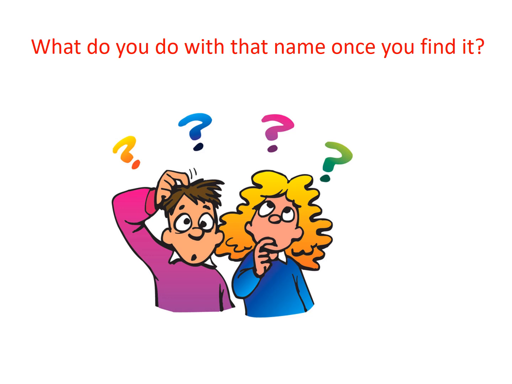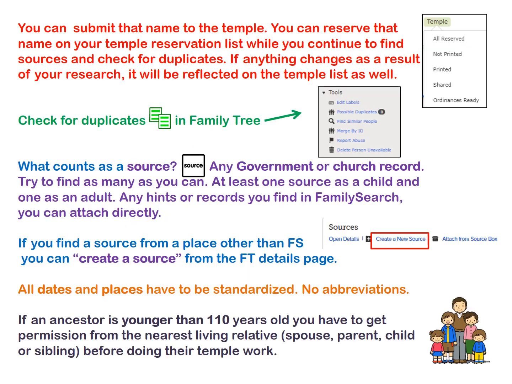So what do you do with that name once you find it? You can submit that name to the temple. You can reserve that name on your temple reservation list where you continue to find sources and check for duplicates. If anything changes as a result of your research, it will be reflected on the temple list as well. Check for duplicates in Family Tree.